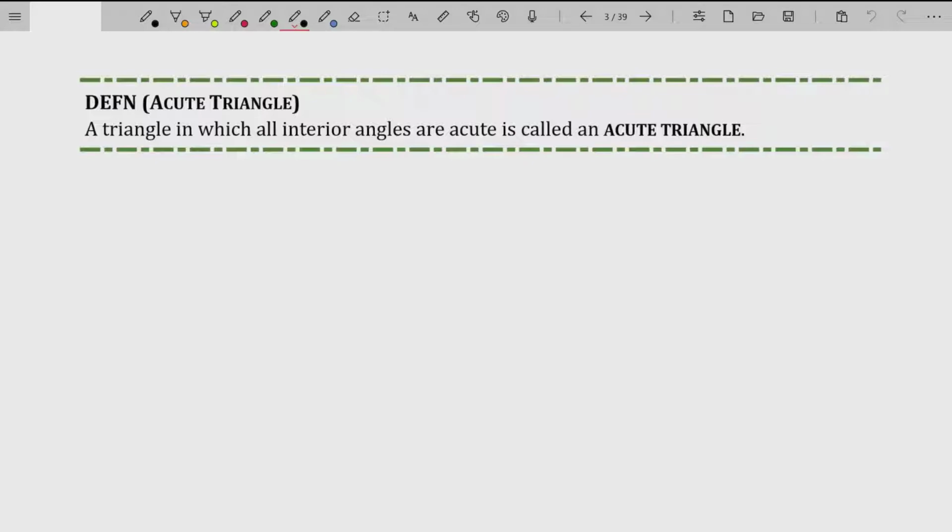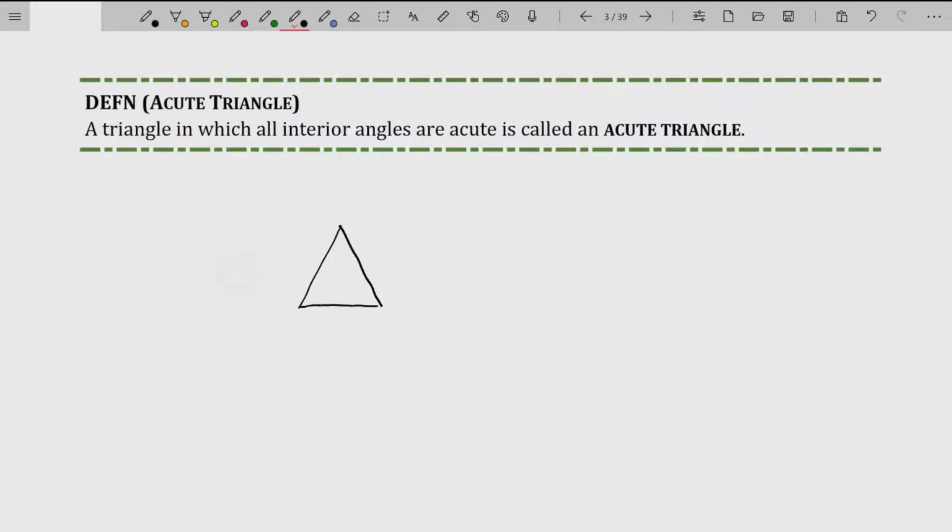Now let's really get into types of triangles. There are two major types of triangles: acute triangles and obtuse triangles. An acute triangle is a triangle in which all interior angles are acute. And that's why I needed to define what an acute angle was earlier.